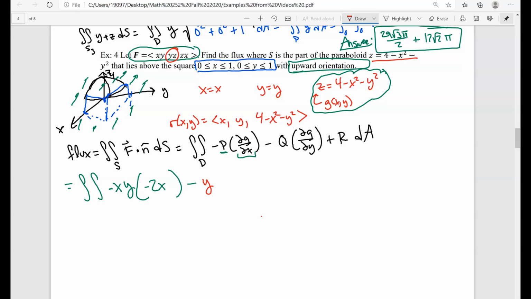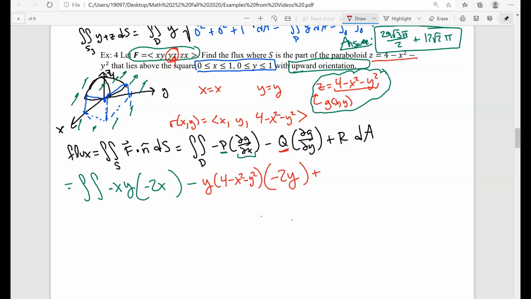So z in this case is actually going to be this guy, 4 minus x squared minus y squared. So the z, this z right here, is just the 4 minus x squared minus y squared. Okay, so that's that guy. That's my Q. And now we've got to multiply it by the derivative of this guy, but with respect to y, which in this case will be negative 2y, okay?